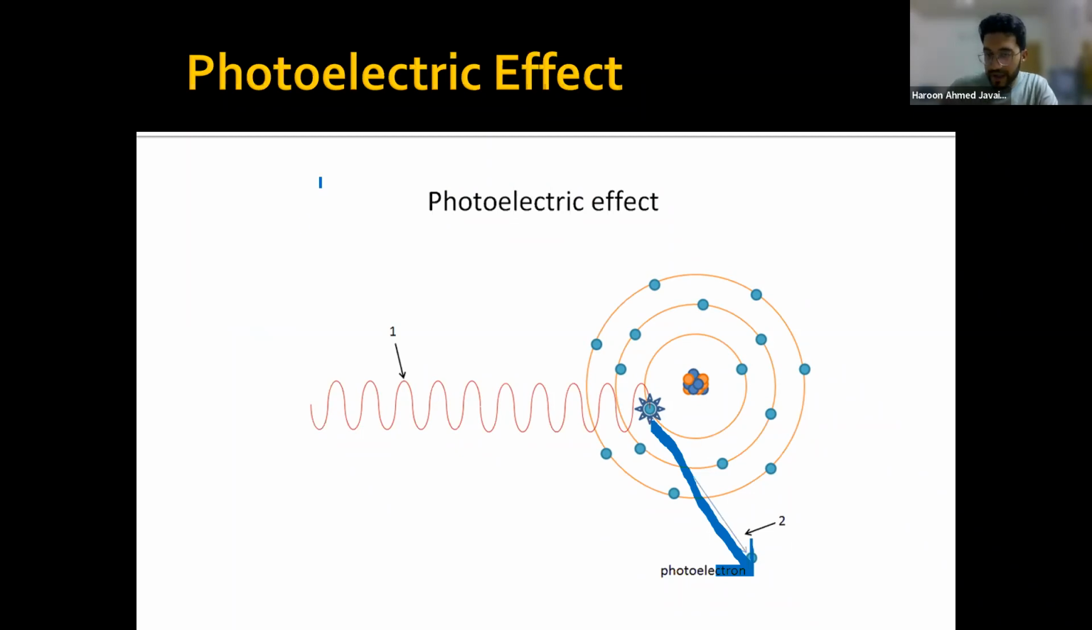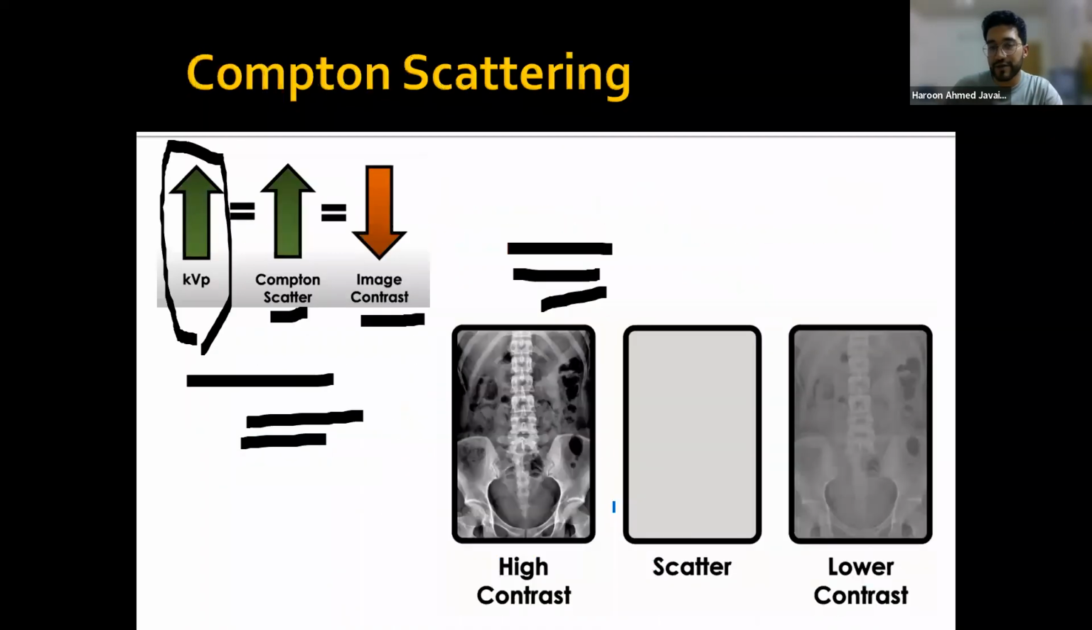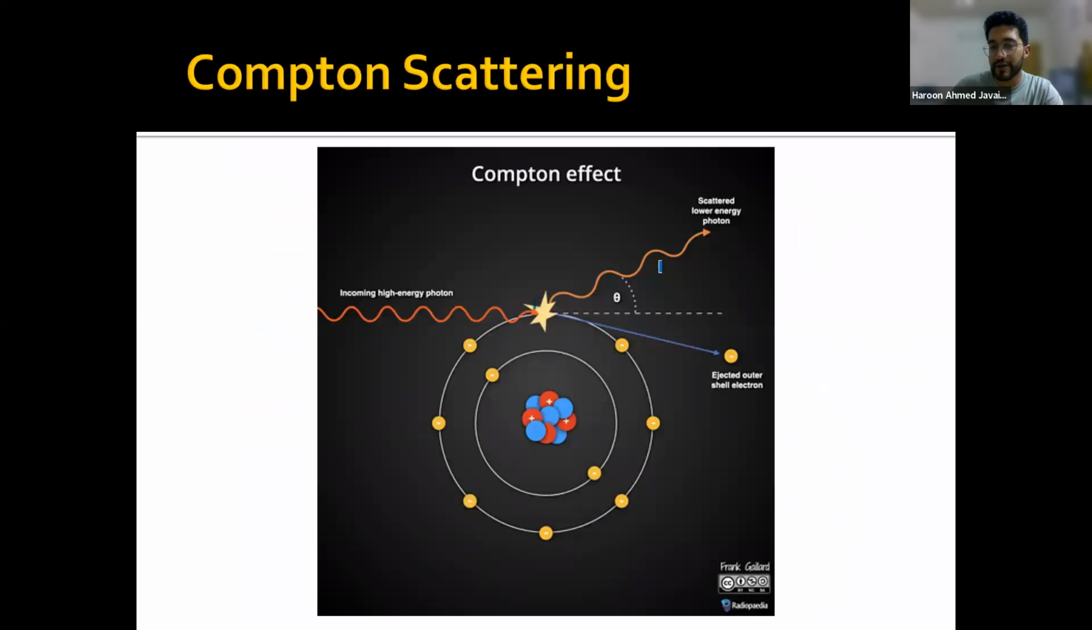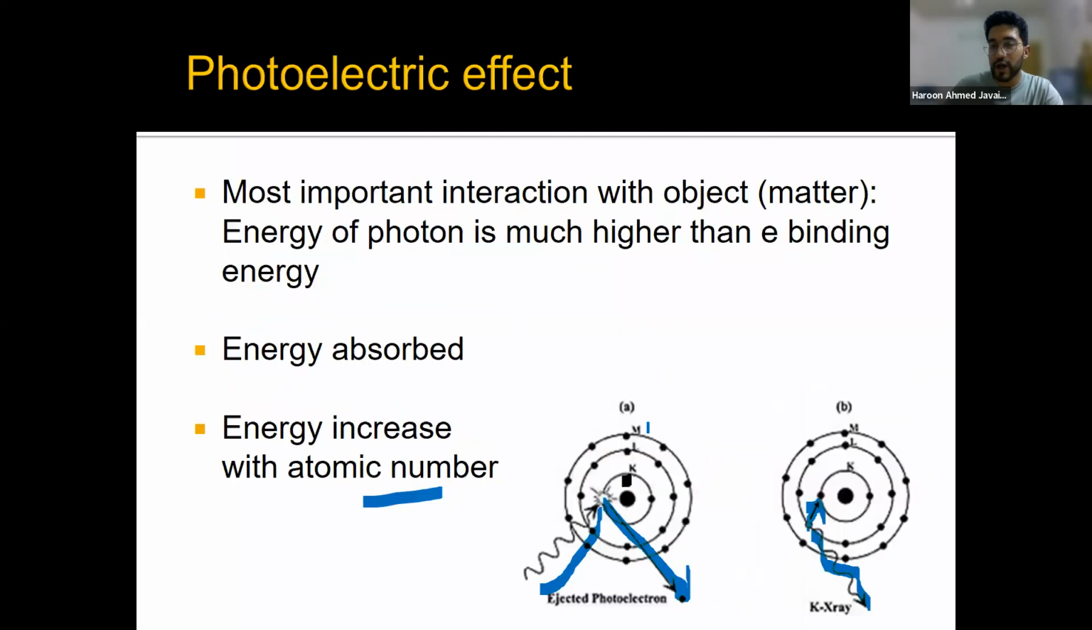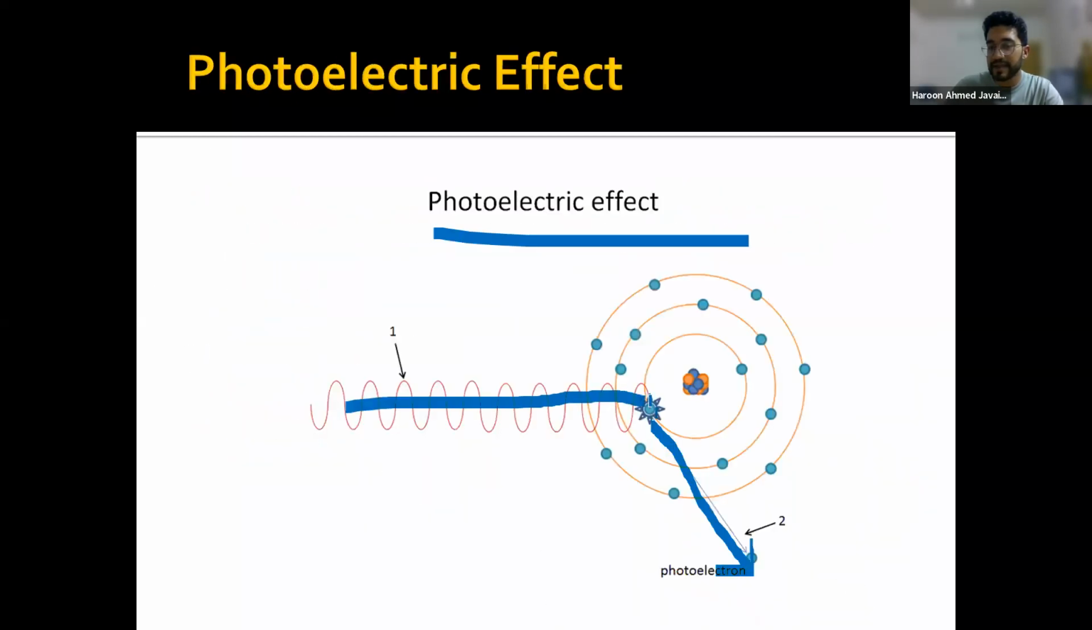Okay, one more thing about the photoelectric effect, the special thing about this. In the photoelectric effect, you have an X-ray, and the X-ray is no longer present afterwards, okay? In the Compton effect, the X-ray was present beforehand and afterwards as well, okay? Over here, we have an X-ray. Over here, the X-ray has been completely stopped and it has converted to a different form of energy.